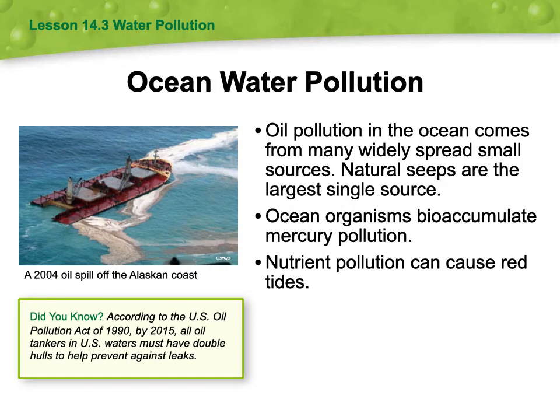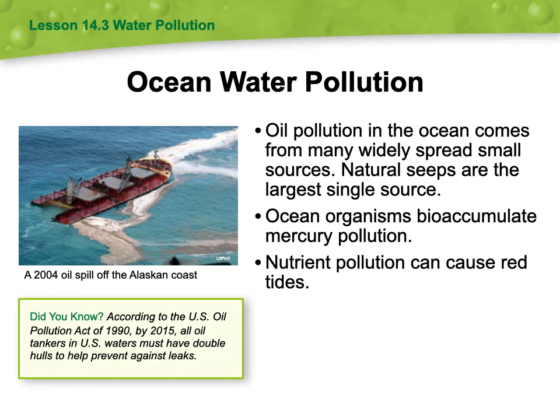As far as ocean water pollution goes, petroleum products are one of the main types of pollution that oceans have to deal with. So that oil pollution in the ocean comes from many widely spread small sources. We can have seeps and leaks. There's spills from oil tankers, pipelines along the coast will spill and leak. Industrial factories along the coast will also add pollution to the ocean water.